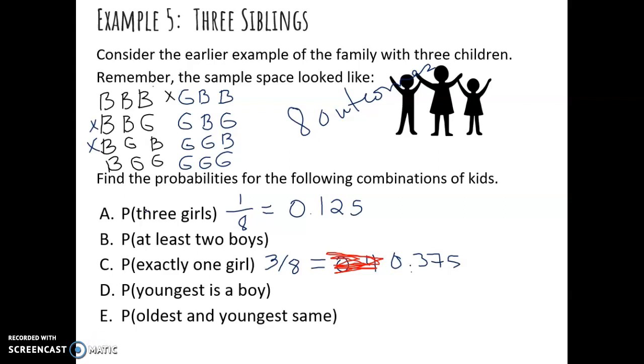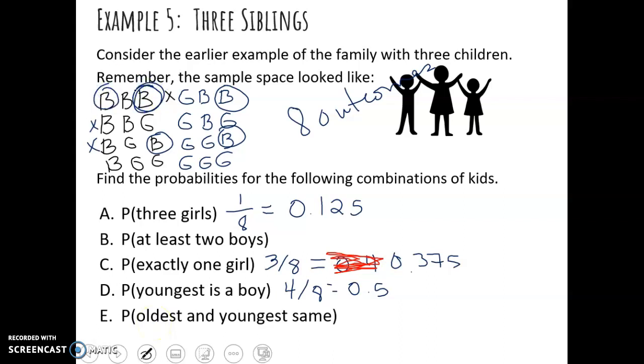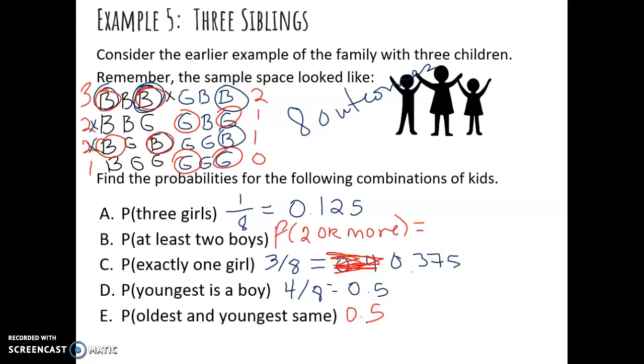So let's go through. The youngest being a boy is here, here, here, here. That's 4 out of 8, which is 1/2 or 0.5. What's the probability that the oldest and the youngest is the same? So let's see, boy and a boy. Looks like that one is 4 out of 8, which is 0.5 again. And going back to B, the probability of 2 or more, which is at least 2, which means 2 or more, it looks like there are 4 of those, so that would be 0.5 as well.